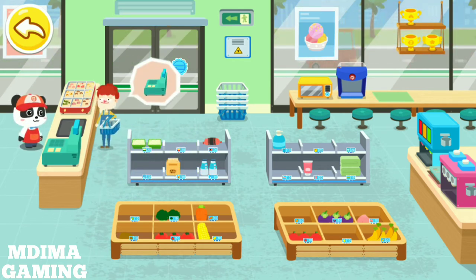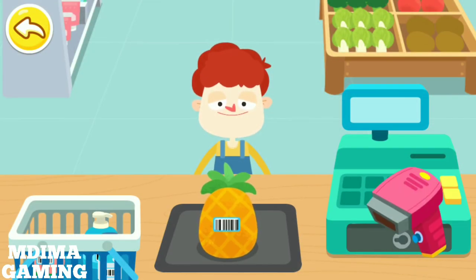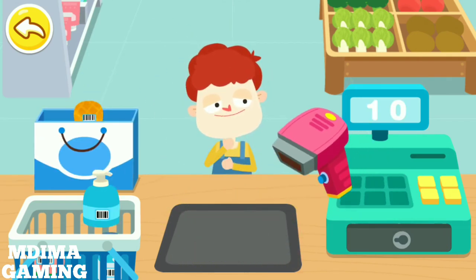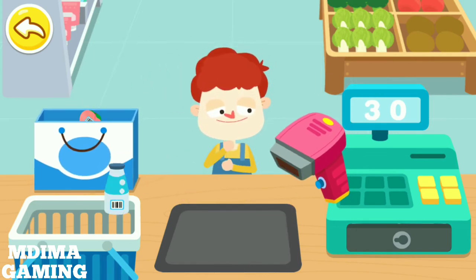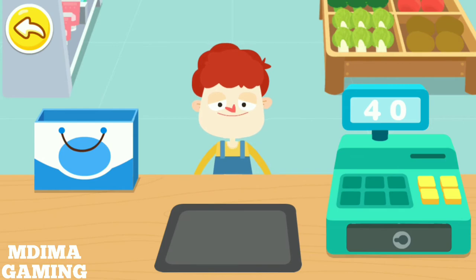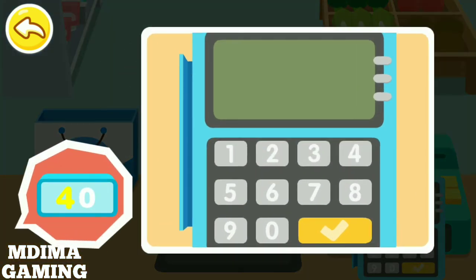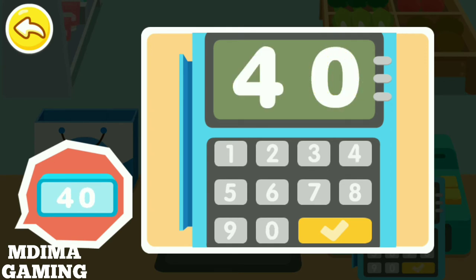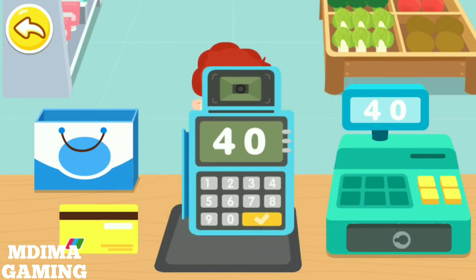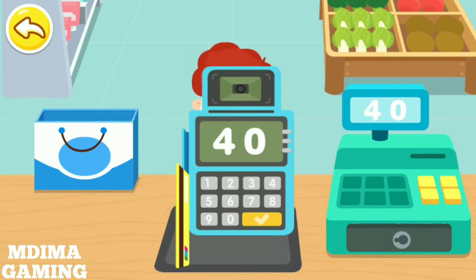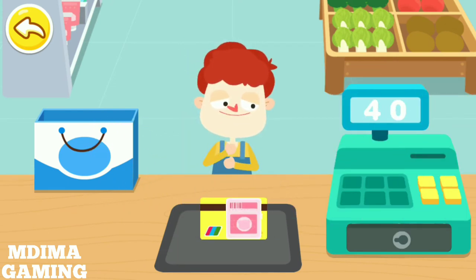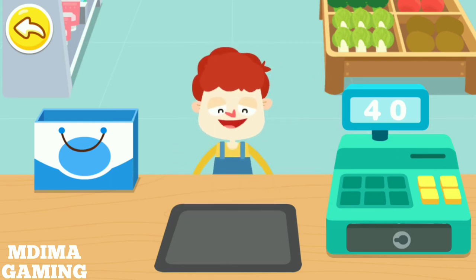The customer finishes shopping. Please check out the products. Scan the products. How would you like to pay? Enter the corresponding numbers according to the amount on the screen. Insert the card in a POS machine and complete the payment after swiping the card. Thank you and have a nice day!